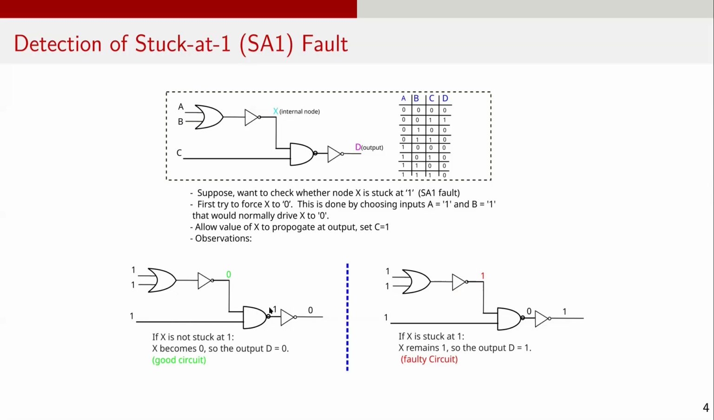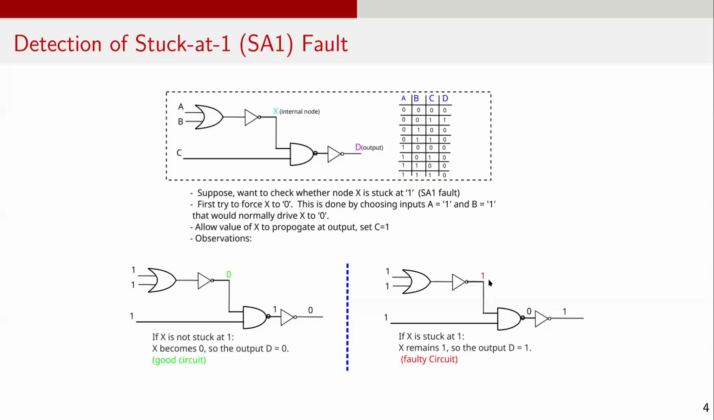Since this is a NAND gate, setting C equals to 1 allows any change at node X to propagate at the output. If node X is not stuck at 1, it becomes 0 when we set A equals to 1 and B equals to 1. And so the output D is 0. This circuit is a good circuit without any defects.